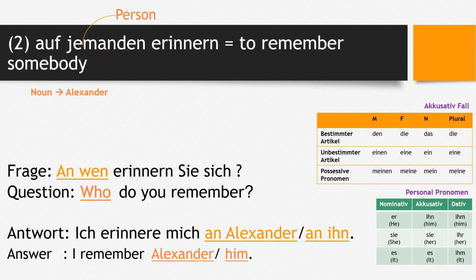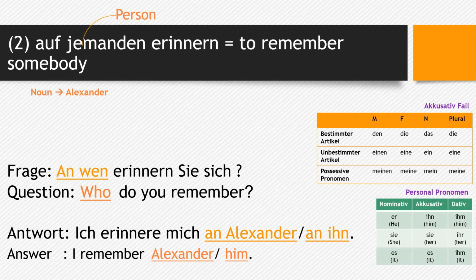Now, if we are talking about a person, an jemanden erinnern, to remember somebody. Here in this case, we are remembering a specific person. An wen erinnern Sie sich? Who do you remember? An wen erinnern Sie sich? Ich erinnere mich an Alexander. Alexander is a person, a male person.